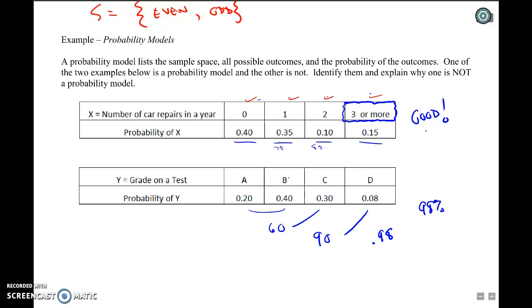That means there was another grade. Maybe it was an F. I don't really know what it was. But there must be another grade that is missing. And if there's a grade missing and there's probabilities not accounted for, then this is not the sample space, and this is not a probability model because it doesn't describe everything.